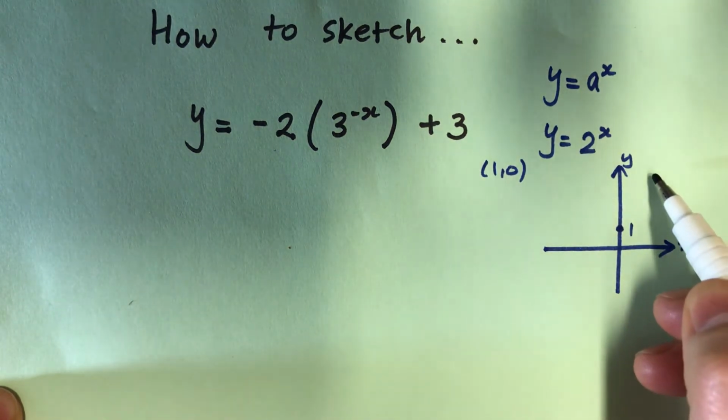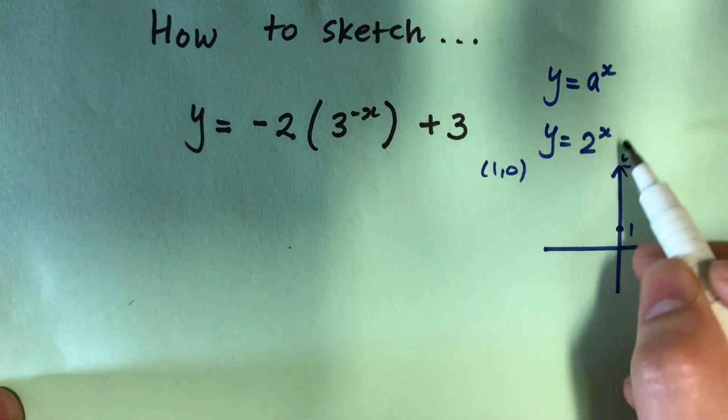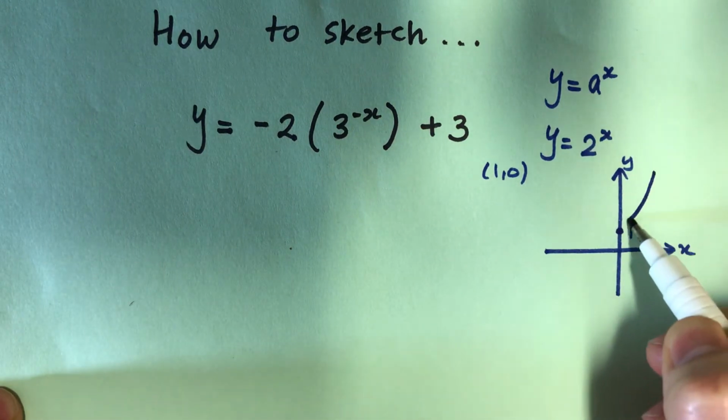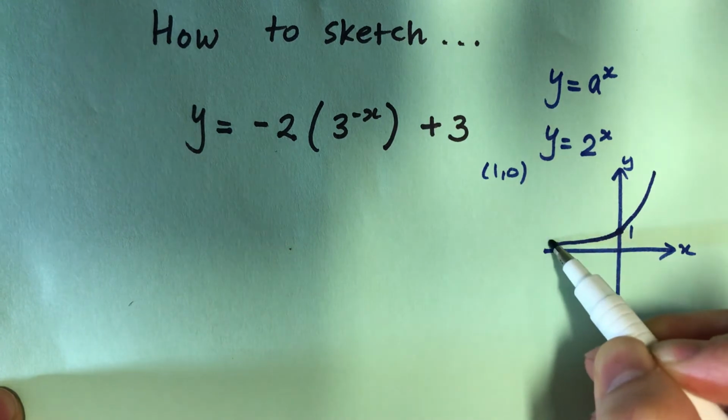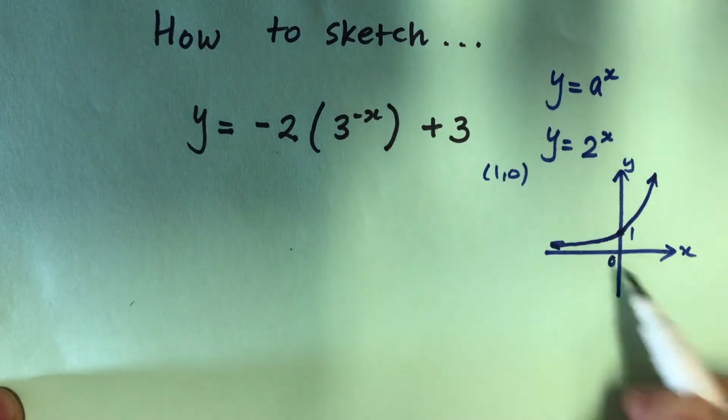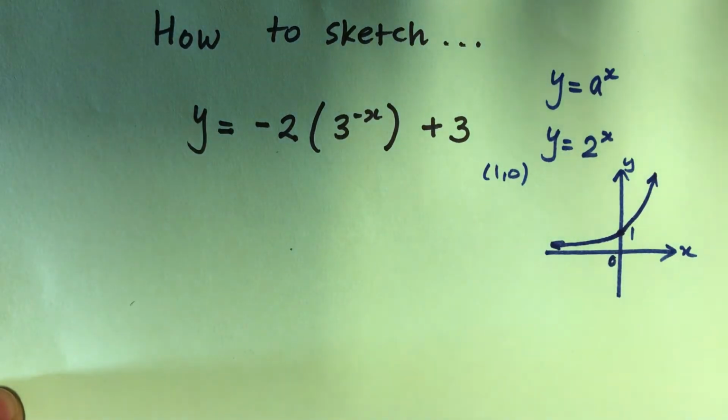Okay, well, it's just one of those things. And also this is positive, so the whole thing is going from left to right, going up. Yep, something like that. So that's what's going to happen. So this is an exponential function.